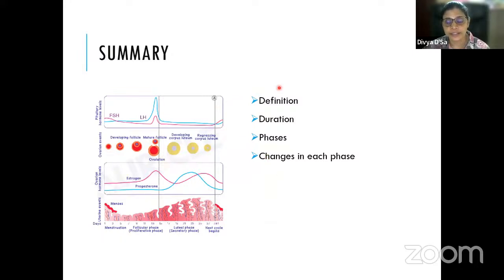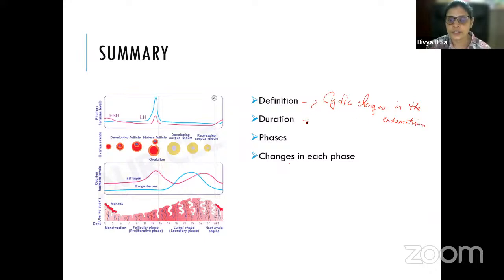Okay, so when we write about the menstrual cycle, we need to write under these headings. First, you will talk about the definition. It is the cyclical changes which we see in the endometrium of the uterus in the reproductive life. So this is what you will write.